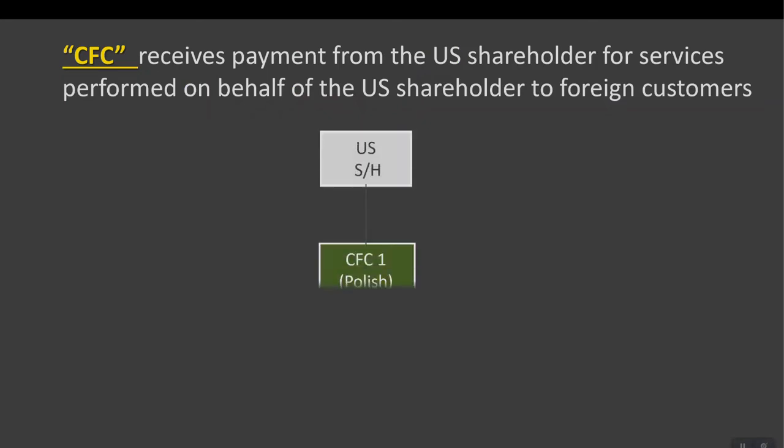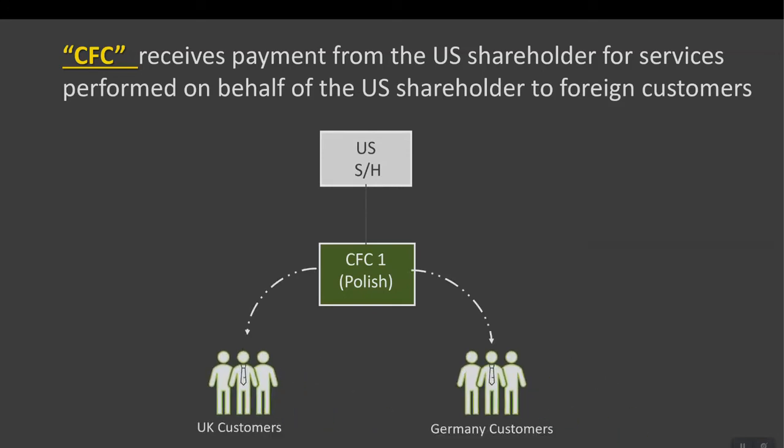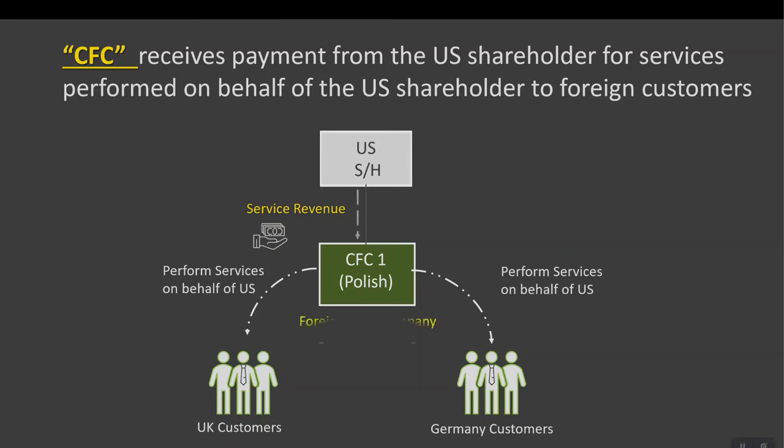A U.S. shareholder owns 100% of a Polish corporation, which is a CFC. The Polish corporation is providing services to customers in the UK and Germany. These services are being provided on behalf of the U.S. shareholder. The services, for example, could have been associated with the product previously sold by the U.S. or part of a contract the U.S. was obligated to perform on. The U.S. shareholder contracted out this portion of the contract to the Polish corporation on its behalf. In this scenario, the revenue earned by the Polish corporation from the UK and German customers will be considered foreign-based company services income.